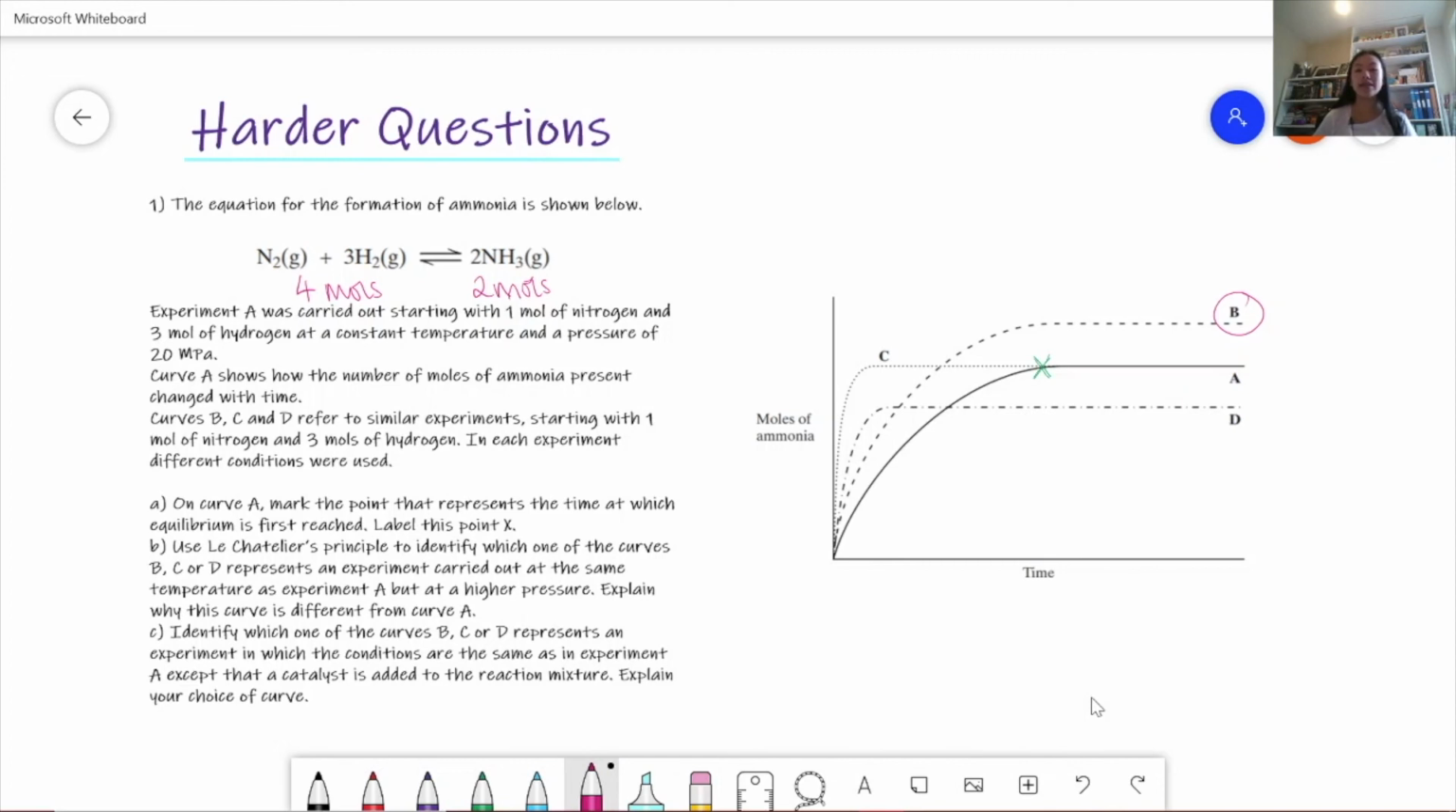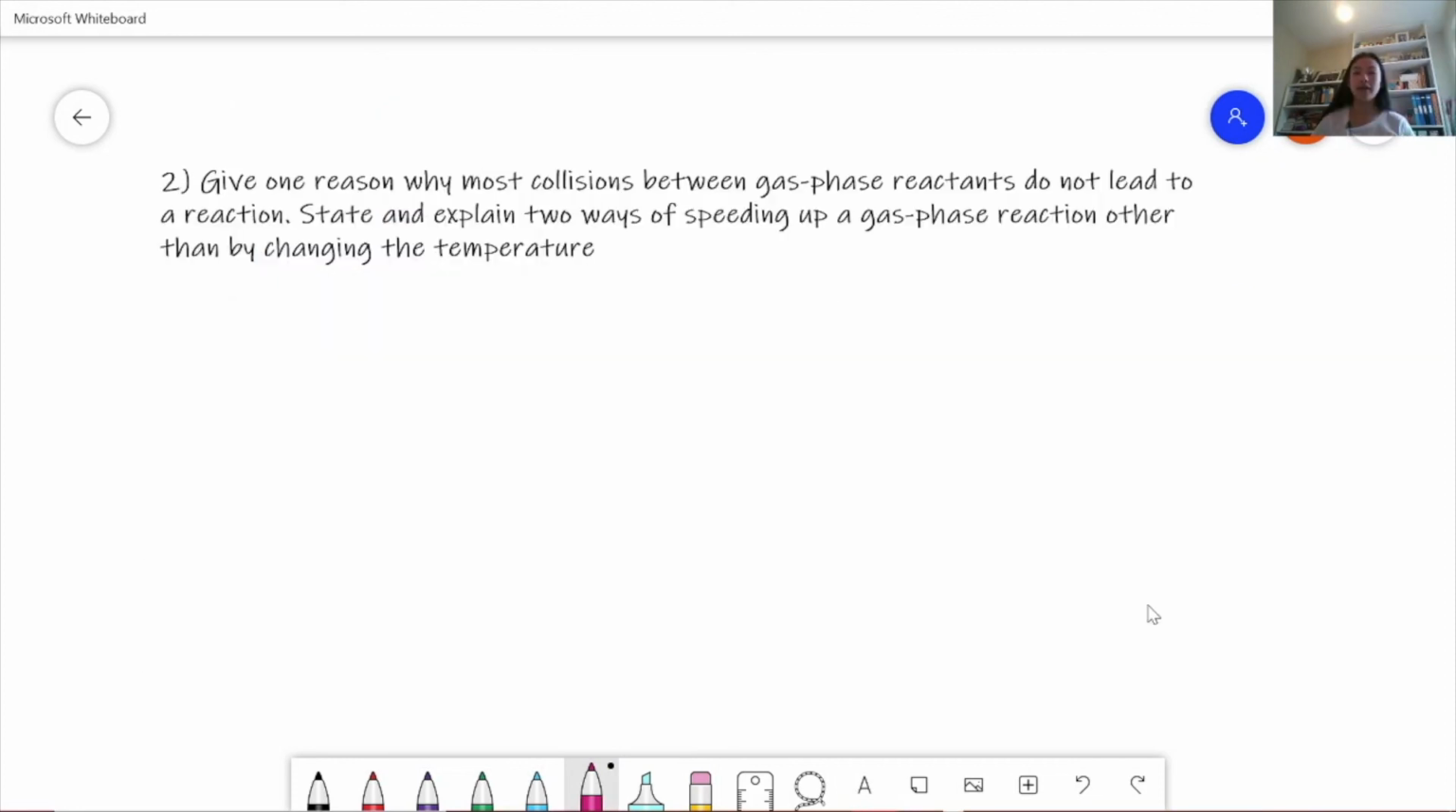And so that means that the curve we're looking for must be C, because that is the only curve where the moles of ammonia at the end is the same as A, but the rate of reaction at the start has sped up significantly, so that actually our yield of product is a lot more than A. So feel free to pause the video again before we start on question 2.